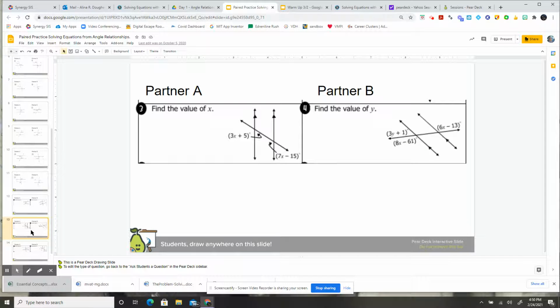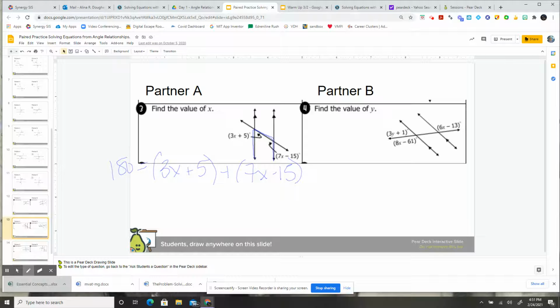Slide number 12. I'm going to do mine. These are going to be supplementary because they're same side interior. So 3x plus 5 plus 7x minus 15 is going to equal 180. Okay, I'm not going to bother doing that one right now because I'd like to help you with yours.